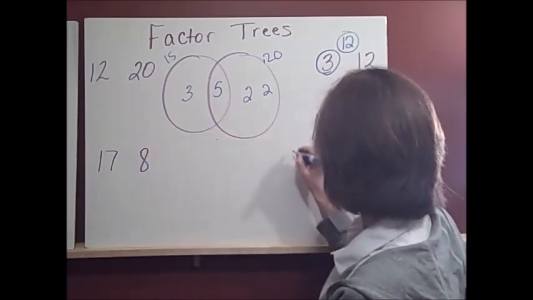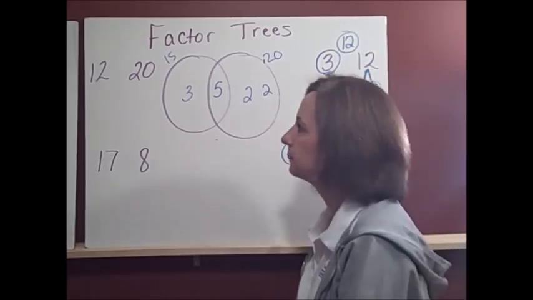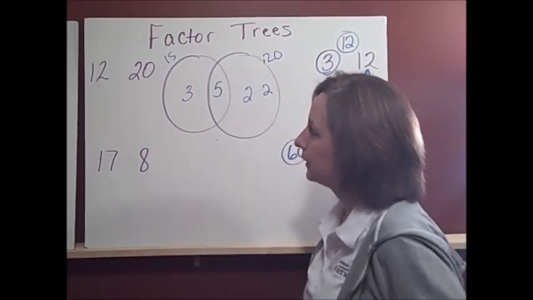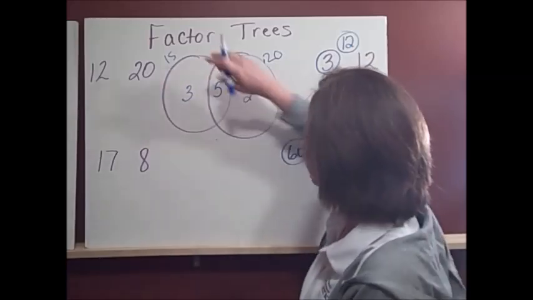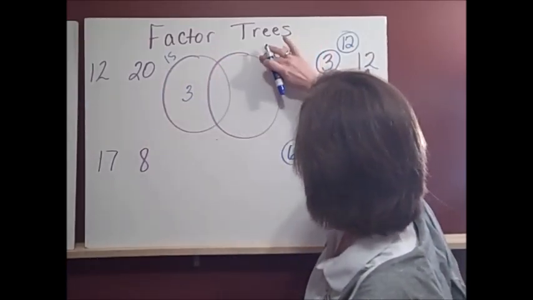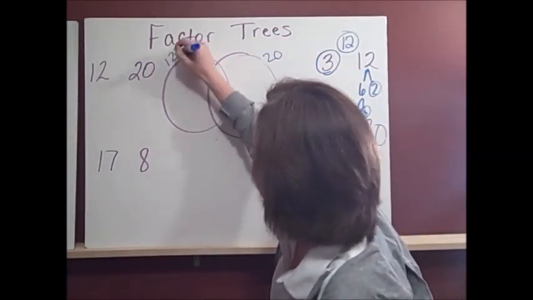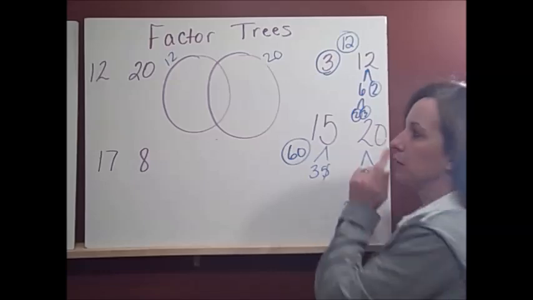So the least common multiple of 15 and 20 is 60. All right, we've already done 20, so I am going to leave that information here, and we'll go ahead and look at what we've got here for 12. So I don't even need to redo the trees. I can just look at what I have here.